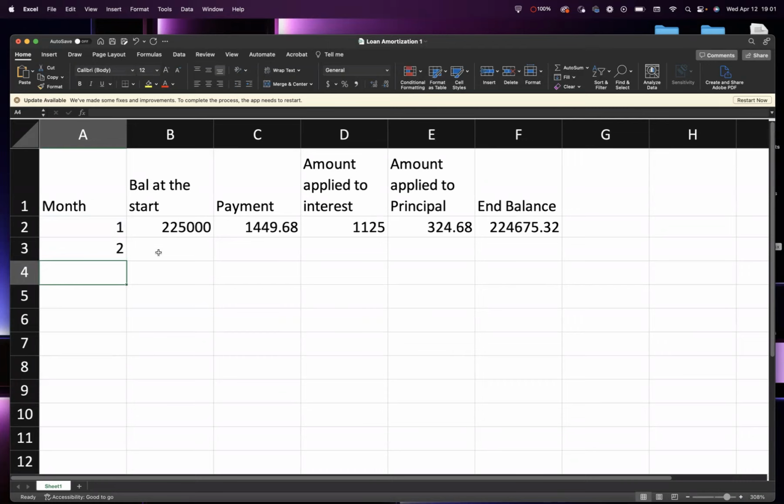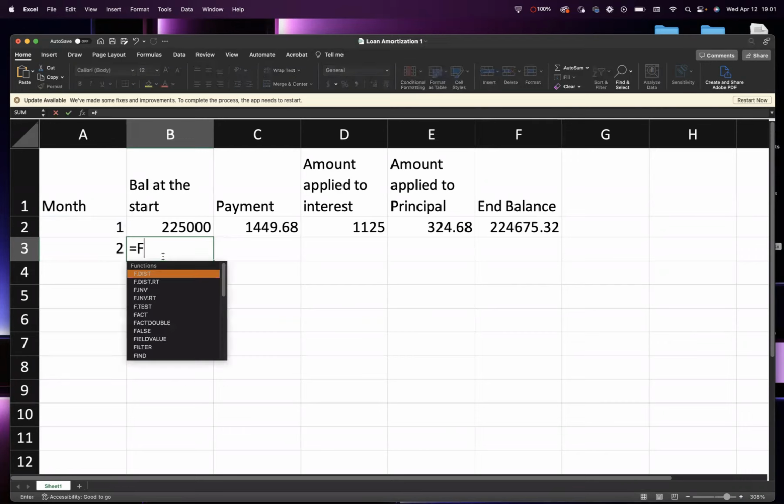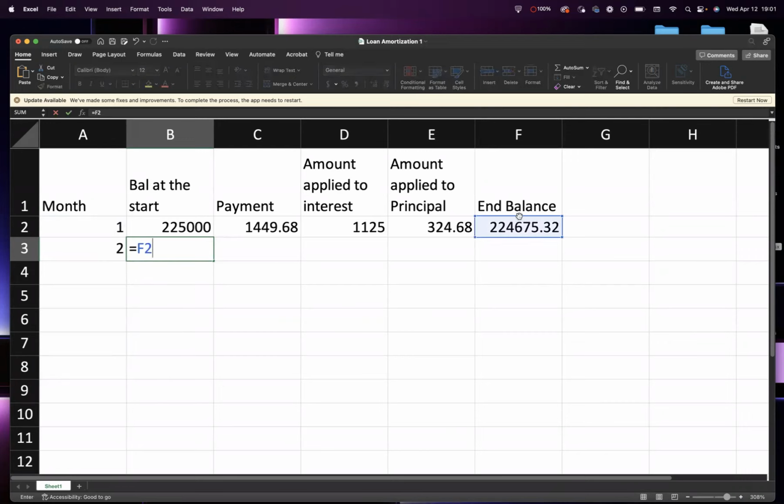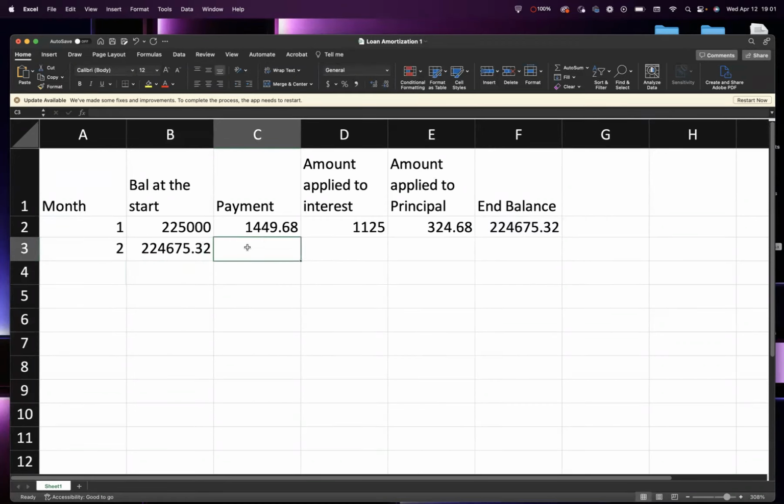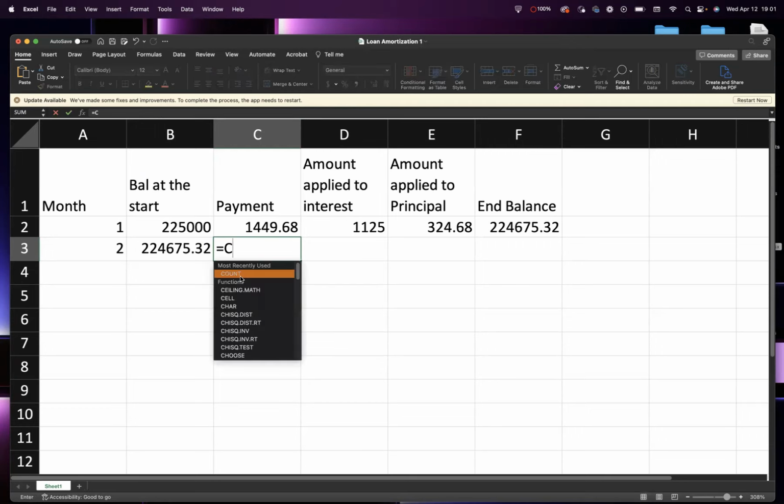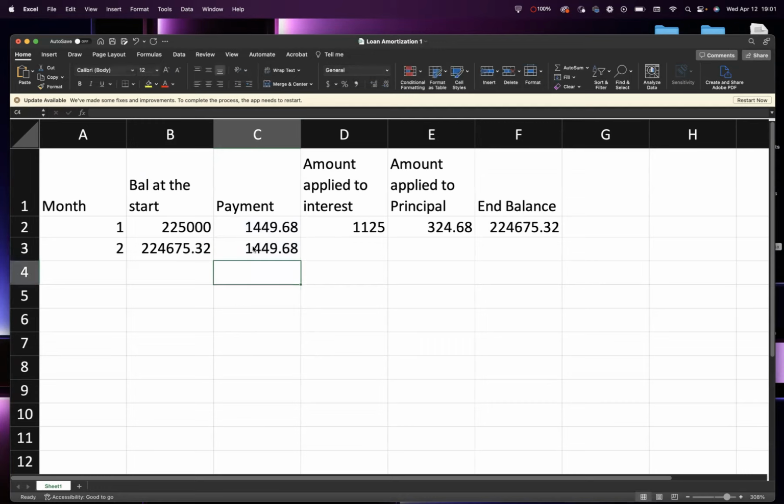Balance at the start of the second month is going to be the end balance for the first month. And that is the amount in F2. So here I will write equals F2. See, it is highlighted over there. So enter, good. The payment for that month is going to be the same. Remember, this is an annuity. So we do equals C2. Enter. Oh, there you go. Enter, yep.